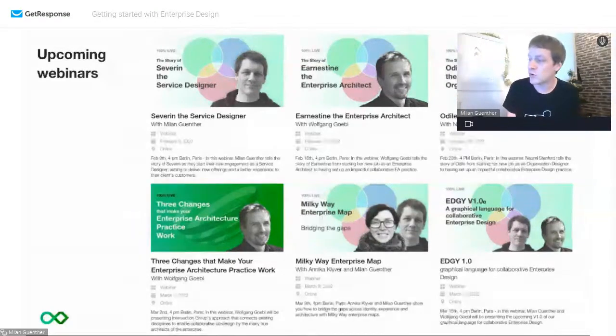And then we get more concrete into changes to enterprise architecture practice, the Milky Way enterprise map that I mentioned before, and our upcoming graphical language for collaborative enterprise design. So with every season, we get a little bit more to talk about.